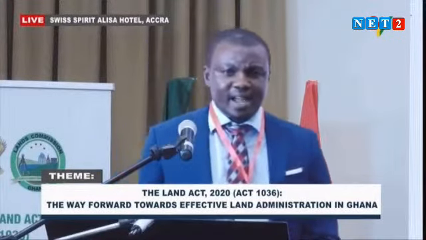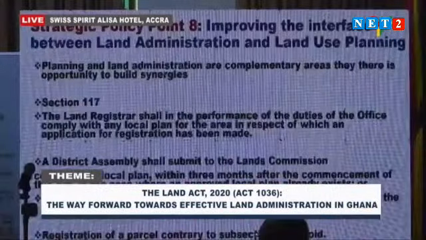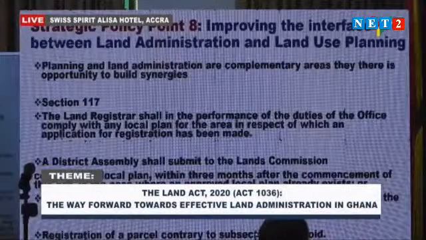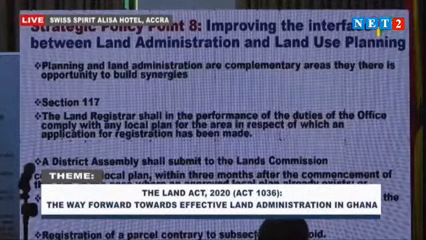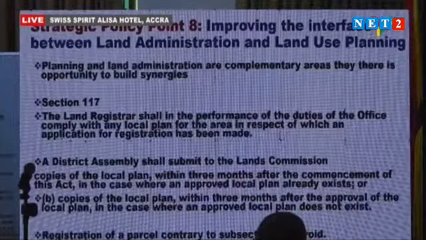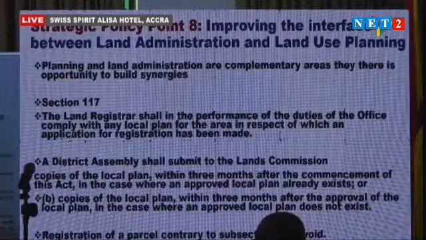Another important piece of work done by the Act is how there has been an interfacing between land administration by the Lands Commission and land use planning. So now land administration has a strong relationship with planning, and the Lands Commission is expected to have maps of all the local areas. And the important thing here is that if there is an approved plan for any local area, any allocation made that is not consistent with the provision of the local plan is void ab initio.